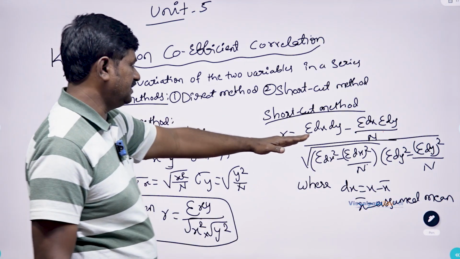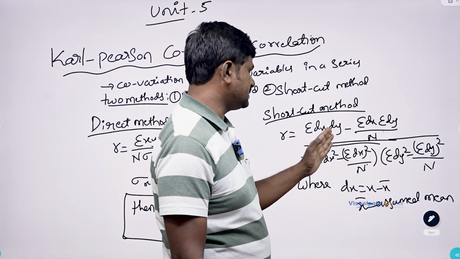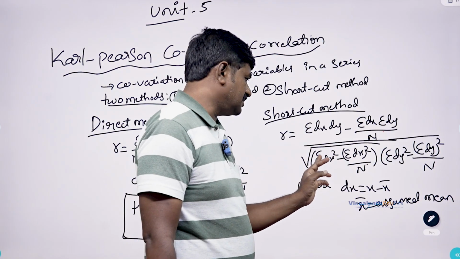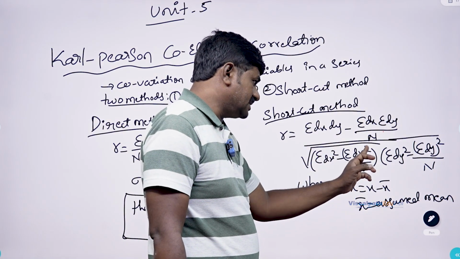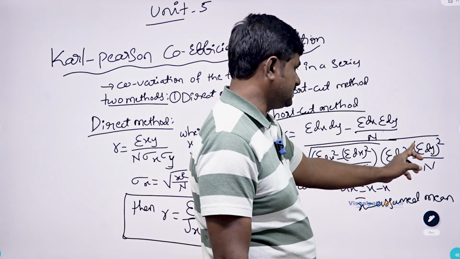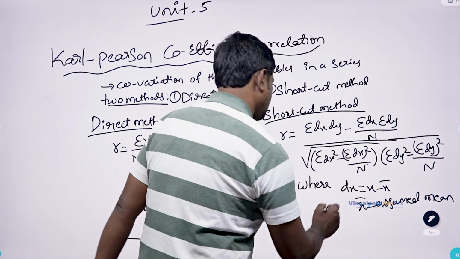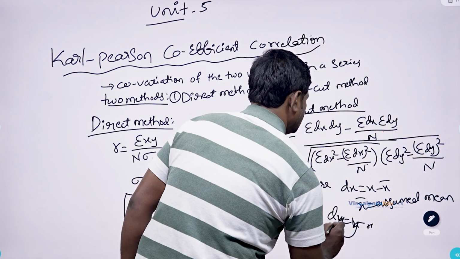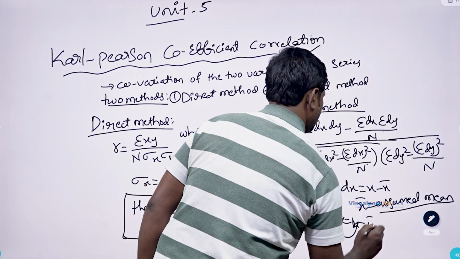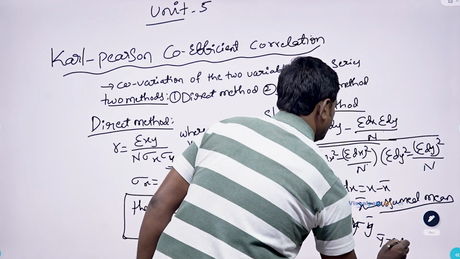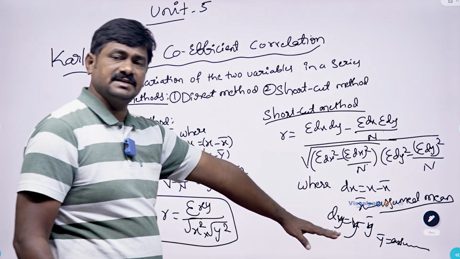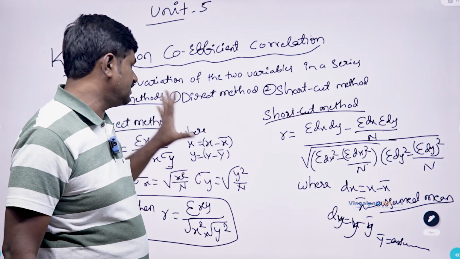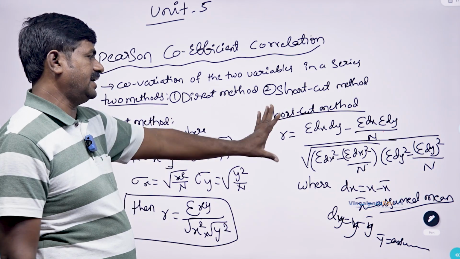Then the shortcut method: here r is equal to sigma dx dy minus sigma dx into sigma dy by n, divided by the square root of sigma dx square minus sigma dx whole square by n, times sigma dy square minus sigma dy whole square by n. Here dx and dy are the deviations from the assumed mean, and in this assumed mean we are selecting the actual mean of the observations. So these are the two formulas for the direct method and the shortcut method.